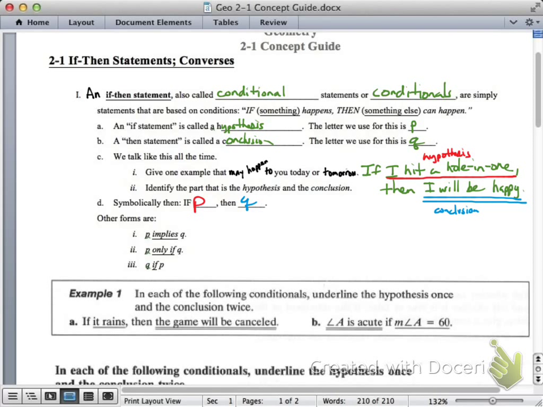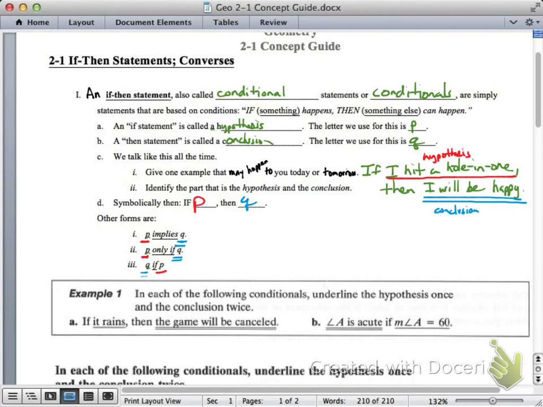Some other forms of the conditional statement would be using the word implies. P implies Q. I hit a hole in one implies I will be happy. It's kind of a weird way of saying it. We don't really talk that way. Another way is only if. I hit a hole in one only if I will be happy. That one doesn't make sense here, and we also don't really use the only if statement when talking very much. We do this one though. Q if P. I will be happy if I hit a hole in one. Oh yeah, you'd hear all about it. So yes, those three things.